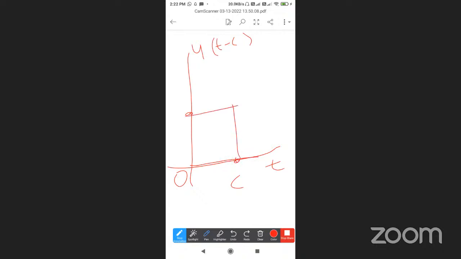Heaviside unit step function is denoted by u of t minus c, which is equal to 0 for t less than c, and 1 for t greater than or equal to c. This is the unit step function u of t minus c. When t is less than c, we get the value 0. When t is greater than or equal to c, the function starts with value 1. That is the unit step function.